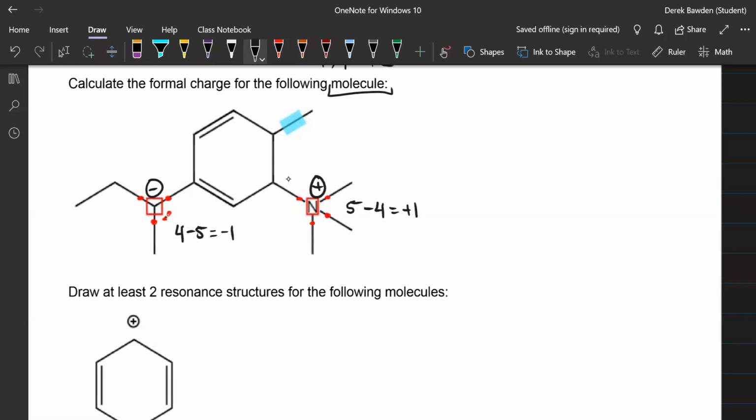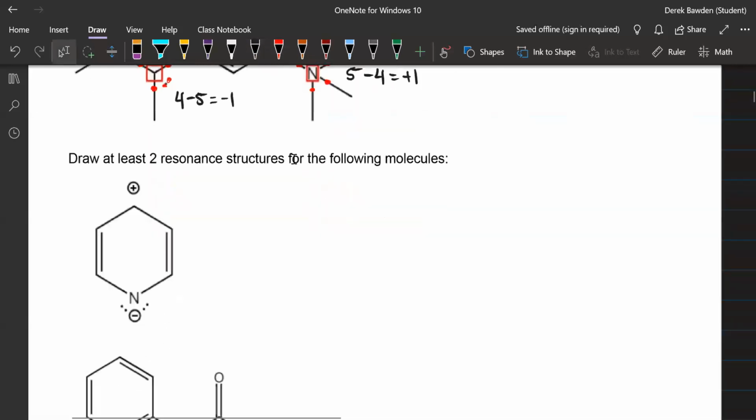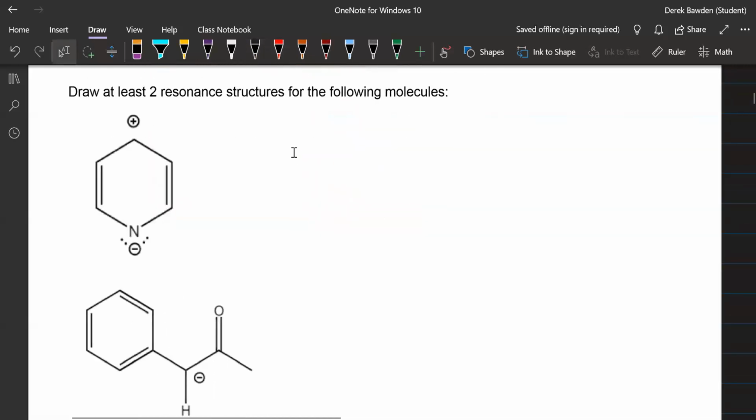So what is the formal charge overall for the molecule? Neutral. Perfect. Net charge of 0. Awesome. All right, let's carry on. So we want to draw at least 2 resonance structures for the following molecules.